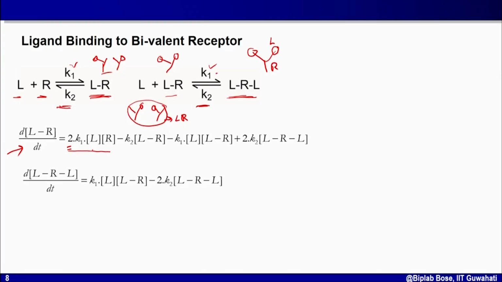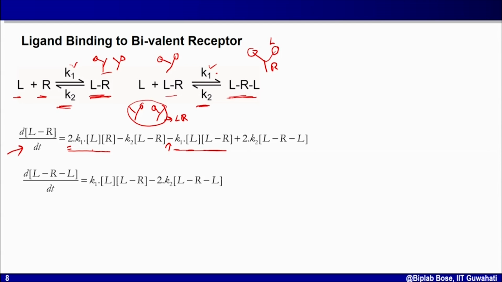So I have double the rate: 2 into K1 into LR minus K2 LR. Minus K2 LR represents the reversal, the breaking down of LR to L and R. So that's why the minus sign is there. Now remember, LR is also getting used up in the formation of the second complex where another ligand comes and binds. That rate is represented by K1 L, the concentration of free ligand, into the concentration of the first complex LR. So this process is using up LR, that's why I have a minus sign here.